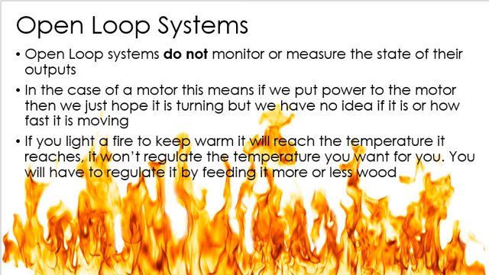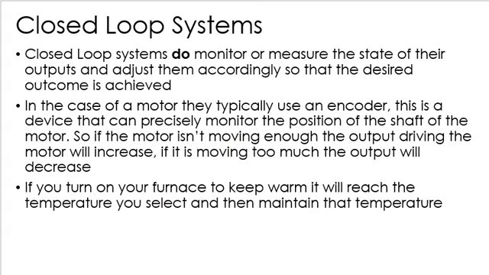You might remember open loop systems don't monitor or measure the state of their outputs. The example we have there is checking a thermostat versus just having a fire. A fire is basically just either on or off. That is an open loop system. You're not monitoring anything. Closed loop systems, we are actually monitoring, using some type of input to monitor the status and then control our output based on what that input tells us.